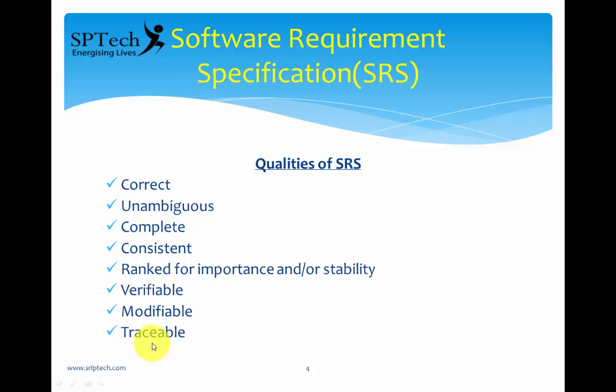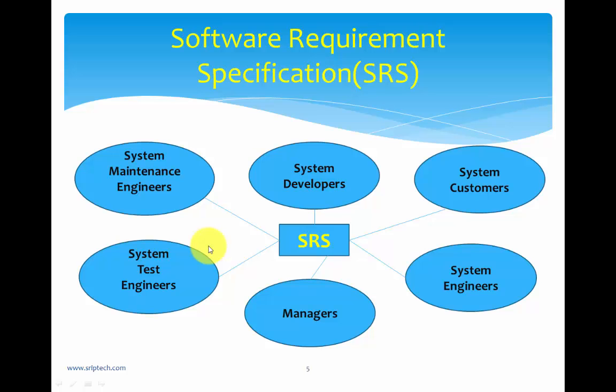Remember that we had talked about the requirement traceability matrix earlier. That is where traceability comes into the picture. So these are some of the good qualities of SRS. Now who are the people who are going to use SRS? SRS are referred by system maintenance engineers, system developers, system customers, system engineers, and managers. So all these people who are involved in the project refer to the software requirement specification document.